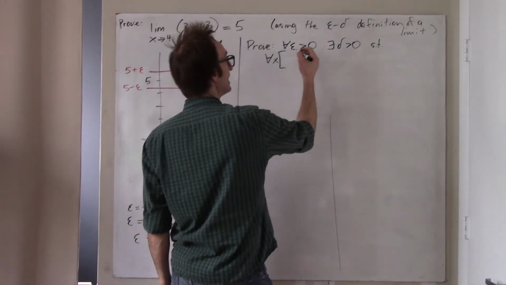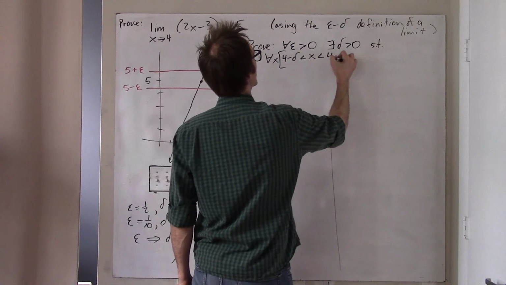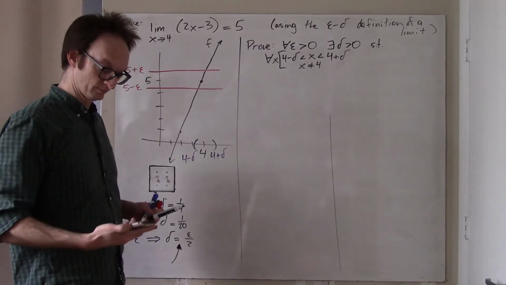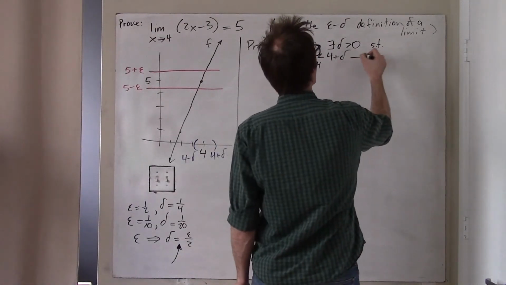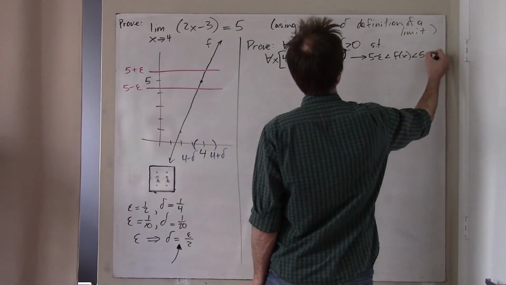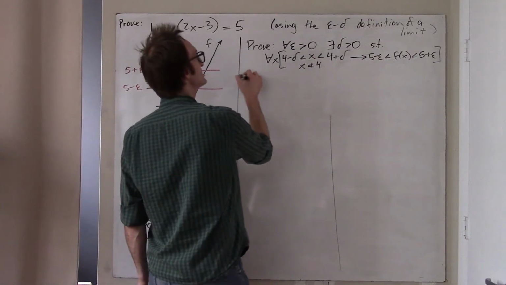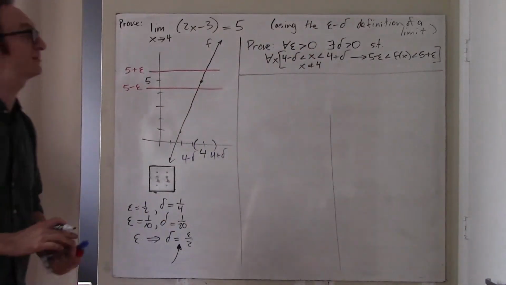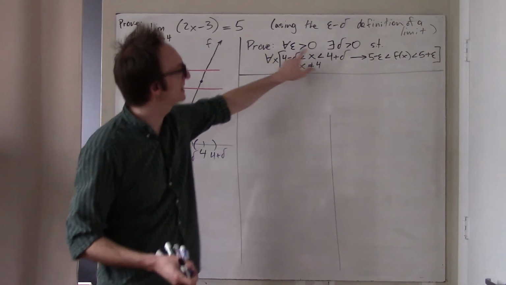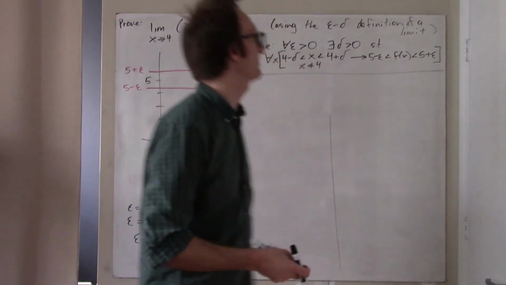So if x is between 4 minus delta and 4 plus delta, but x is not actually 4, then the output of the function should be between 5 minus epsilon and 5 plus epsilon. This is what actually needs to be proved. I am just regurgitating the epsilon-delta definition of a limit that we developed, but as applied to this particular problem. So I need to show, for any possible epsilon, I need to provide the delta such that as long as I stay within delta of 4, the output of the function will be within epsilon of 5.